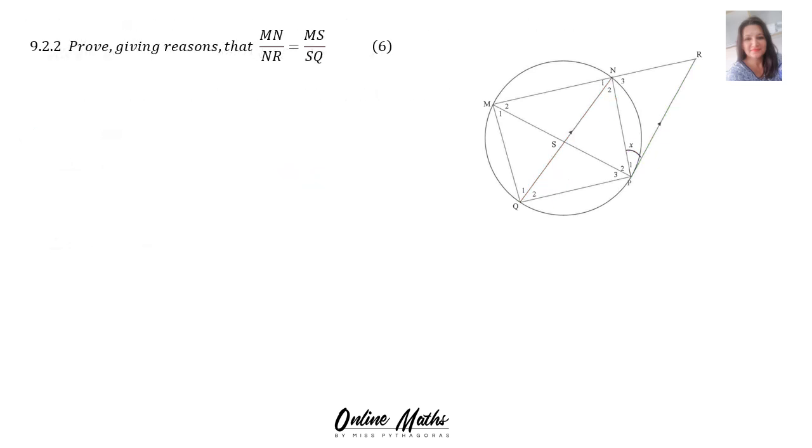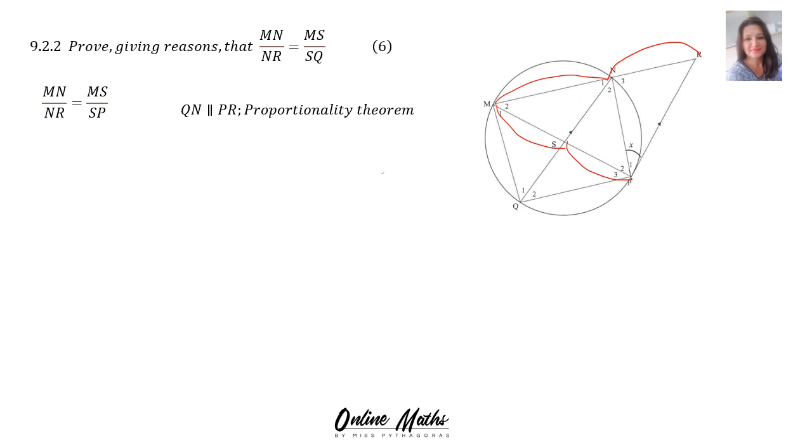9.2.2. Prove giving reasons that MN over NR is equal to MS over SQ. So we start with MN over NR is equal to MS over SP. And the reason is because QN is parallel to PR, we have the grade 12 proportionality theorem, which allows us to say that. Then N1 is equal to N2 is equal to X. That is given.